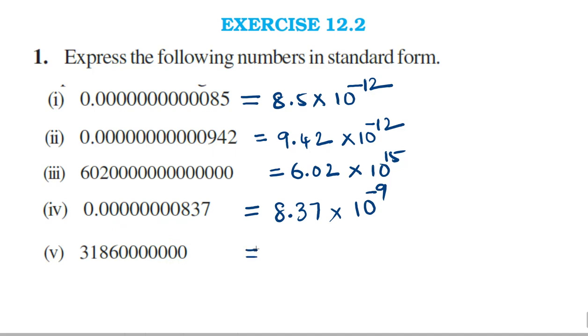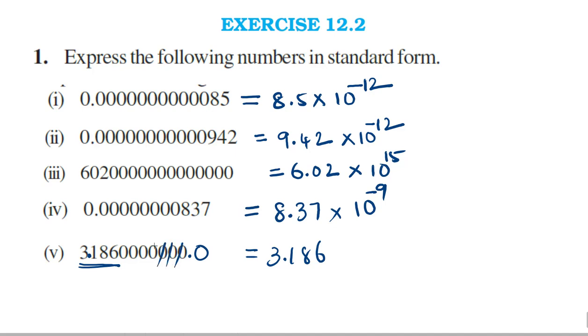Next, the last one. Here there is no decimal point. We can write like this, 0.0. Okay, now here we have a point. So here we have 3186. We need to write 3.186, so that it will be in between 1 and 10. So here we need to put the point, you see here. Then how many places do we need to move?